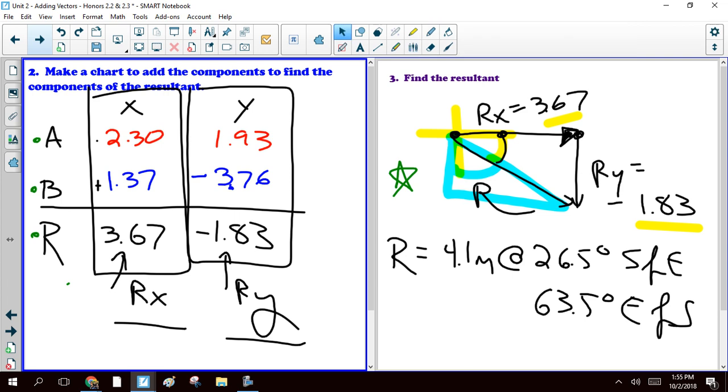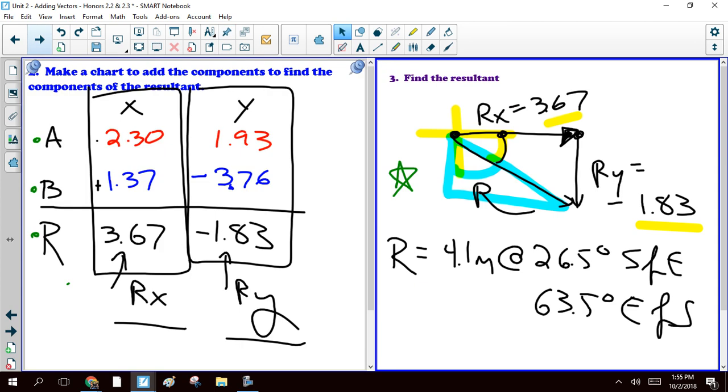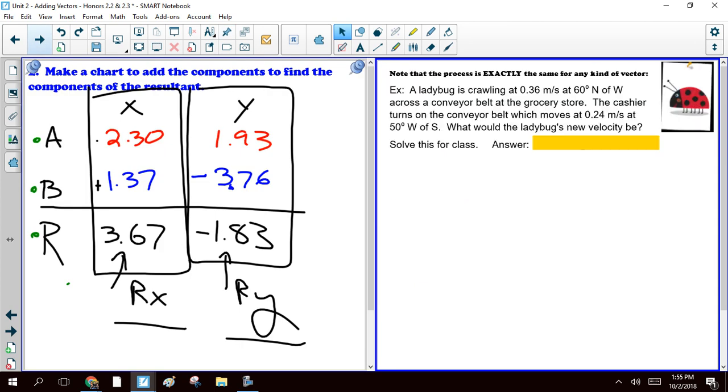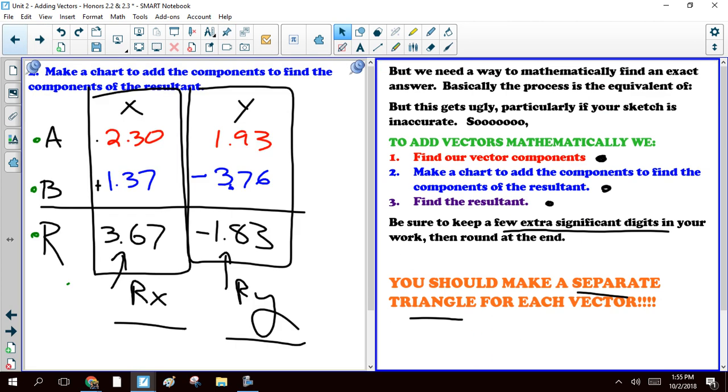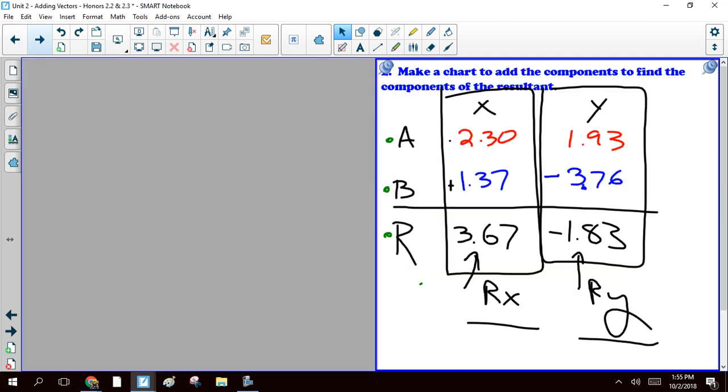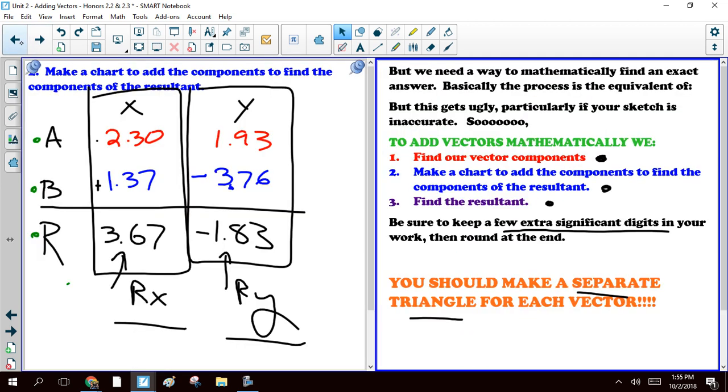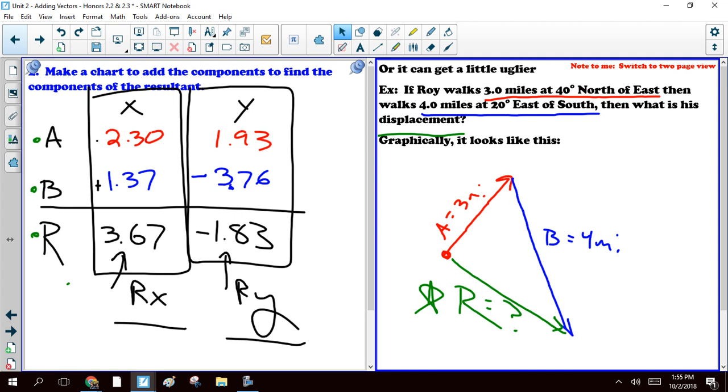Let me pin that page. Okay, so remember this drawing from forever ago? This is the same problem, right? Roy walks 3 miles at 40 degrees north of east, right? And then 4 miles, so it's the same problem, right?